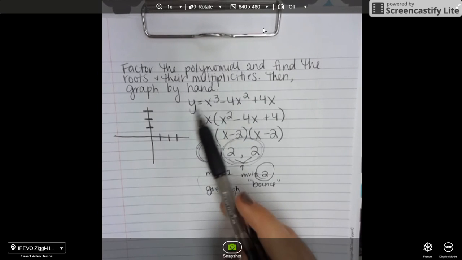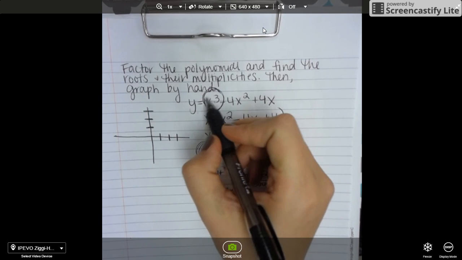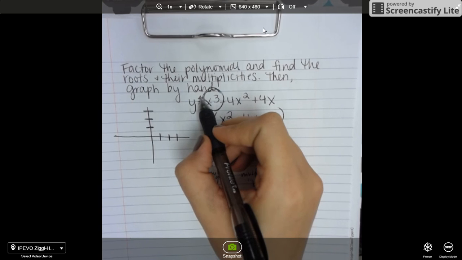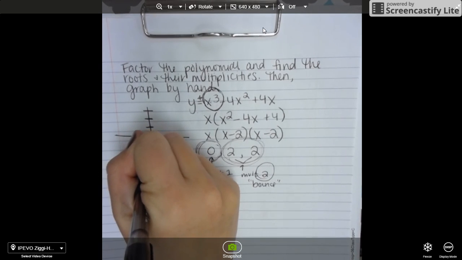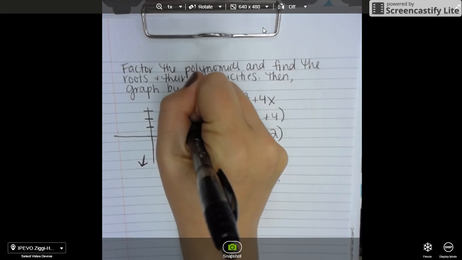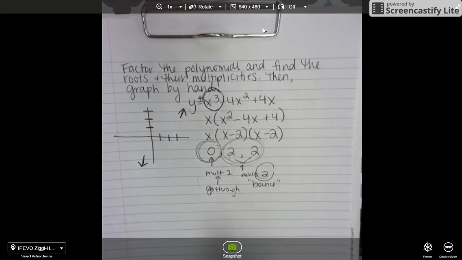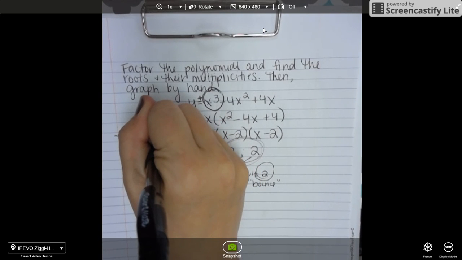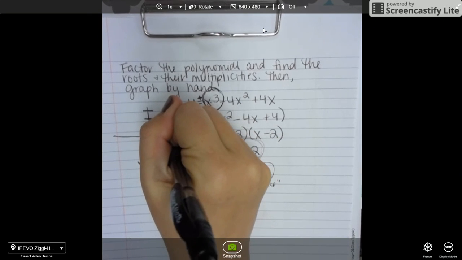And we need to look at the end behavior also. So here the end behavior would be opposite directions, and it's positive, so it's going to be down and up. So our graph is going to start down and end up. And then we know our zeros are at 0 and 2. So at 0, we're going to have a point, and at 2, we're going to have a point.